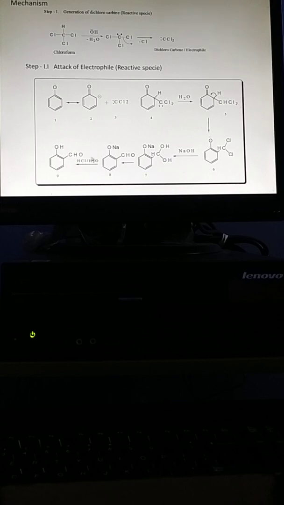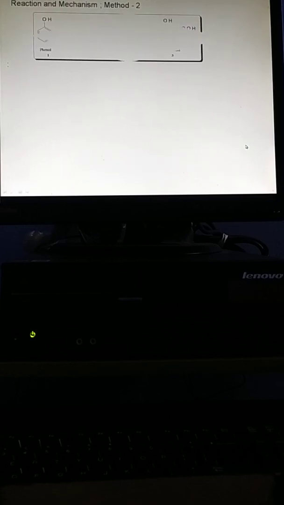In the next step, there is an acidification of this structure 8. So we will get the salicylaldehyde. This is structure 9. Suppose we are using chloroform, we will end up with the salicylaldehyde. Next we will move to method 2.